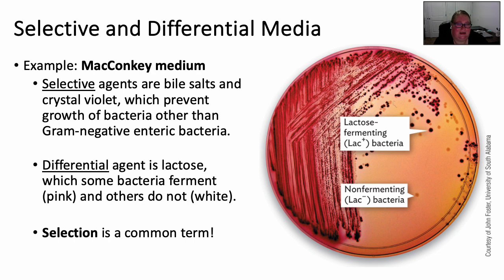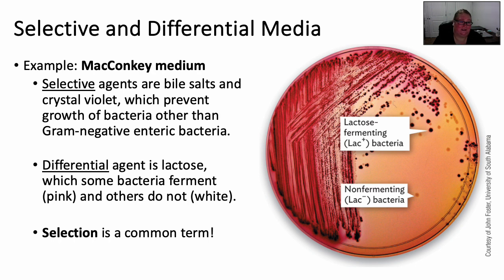What makes it selective are bile salts and crystal violet. The same thing we use for the gram stain is going to be in this media. That's what makes it selective. The crystal violet and the bile salts, the bile salts more than the crystal violet, are going to prevent the gram positive cells from growing while allowing the gram negative cells to grow.